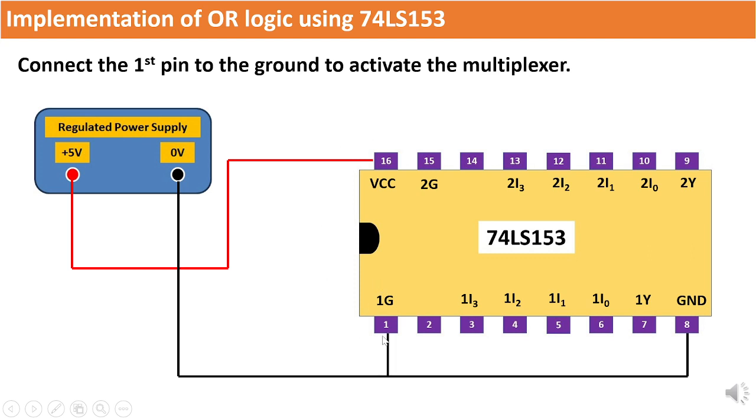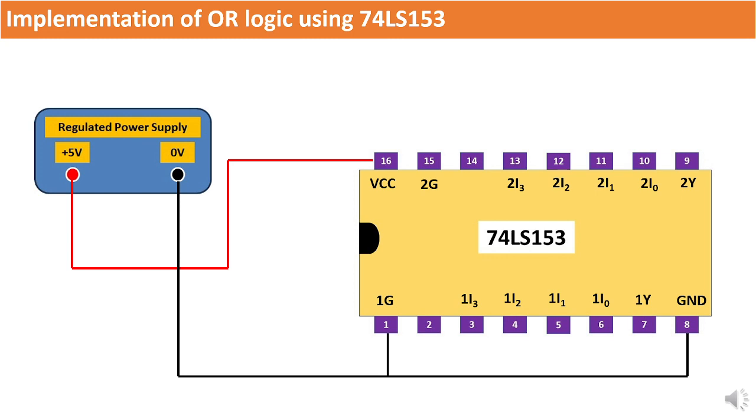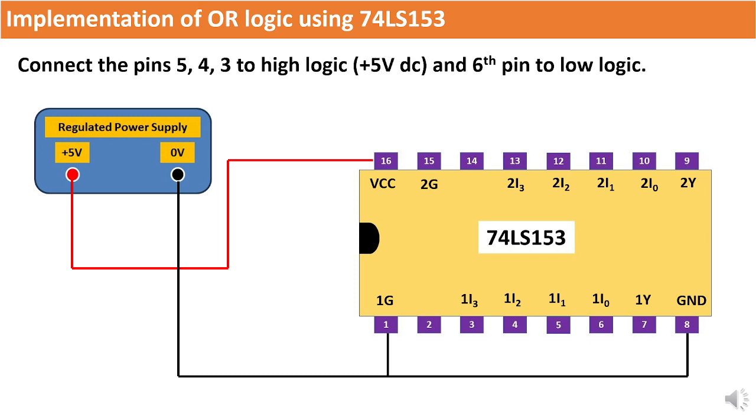This pin, denoted as G1, serves as the strobe input for the upper multiplexer, ensuring that the multiplexer is now ready to operate. Establish a connection to pin number 6, representing input 1I0, by grounding it to a logic low of 0 volts. Simultaneously, link pin numbers 5, 4, and 3 to a high logic level, precisely plus 5 volts DC supply.